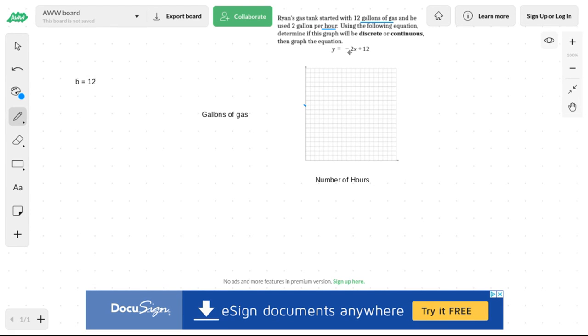Then it's saying that my slope is going down 2 over 1. So I'm going to go from here down 2 over 1, put a dot. Down 2 over 1, put a dot.